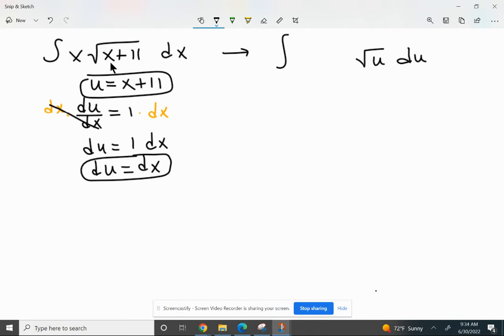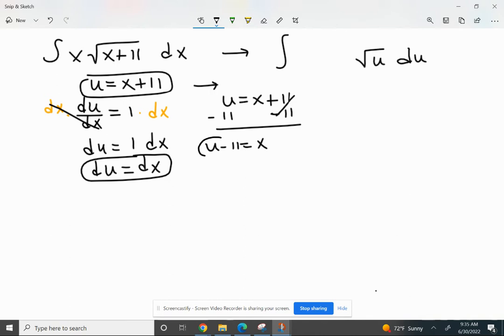And then I just need to do a little bit of work here because I've got to get rid of that x. I can't just let it sit there. I want everything with u's in it. So I'm going to take my u substitution. My u is equal to x plus 11, and I can solve this equation for x by subtracting 11 from both sides. So that means x is equal to u minus 11.